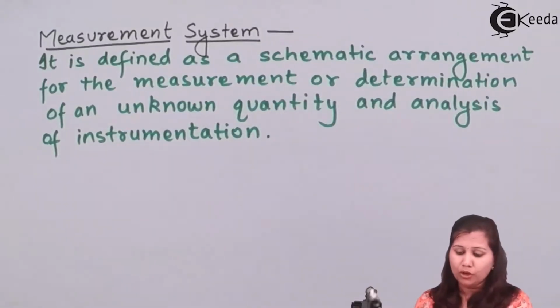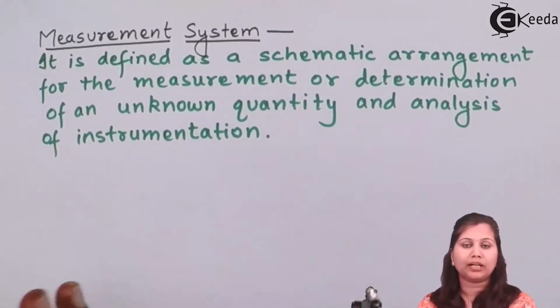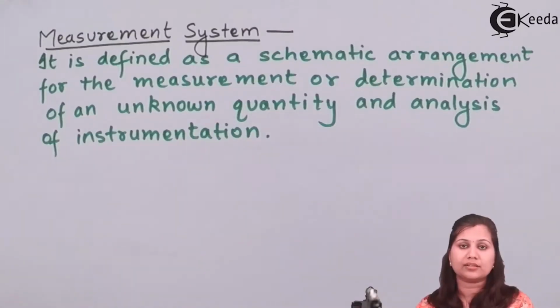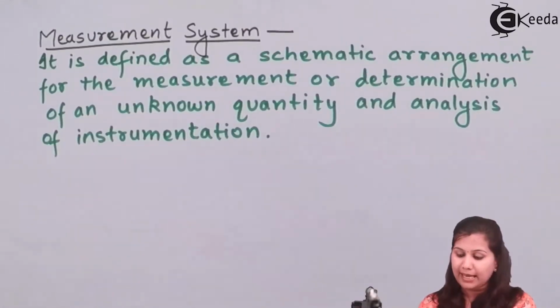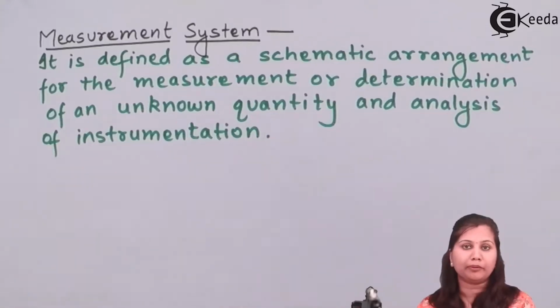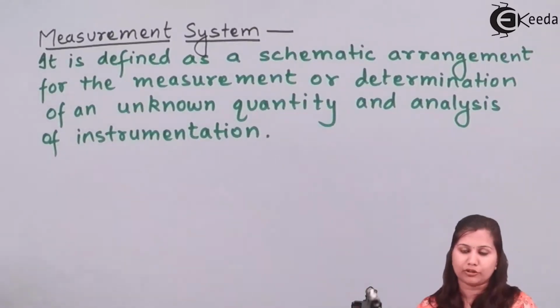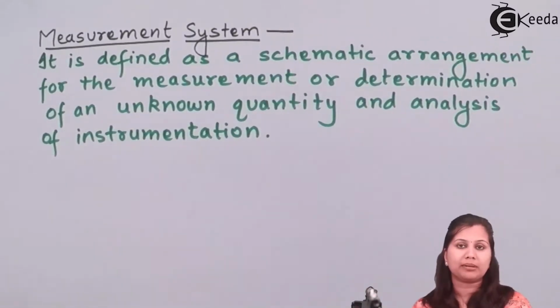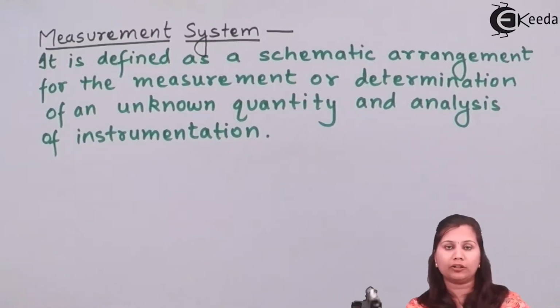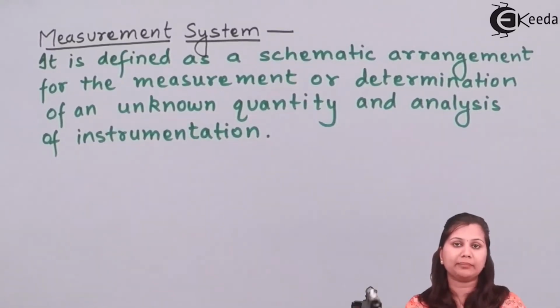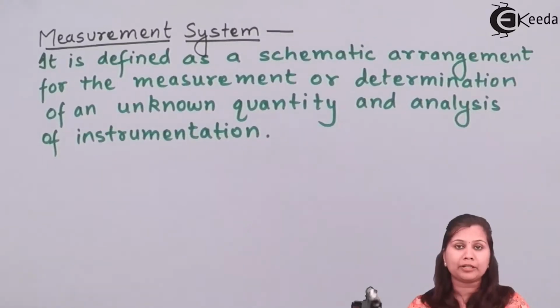Okay. So every measurement system will consist of different functional elements, and each functional element will perform some specific function. Each functional element, we can say, is composed of one or more components which together perform the particular function. So completely, a measurement system is measuring the unknown quantity, or performing some type of measurement, and the measurement system will consist of different functional elements.